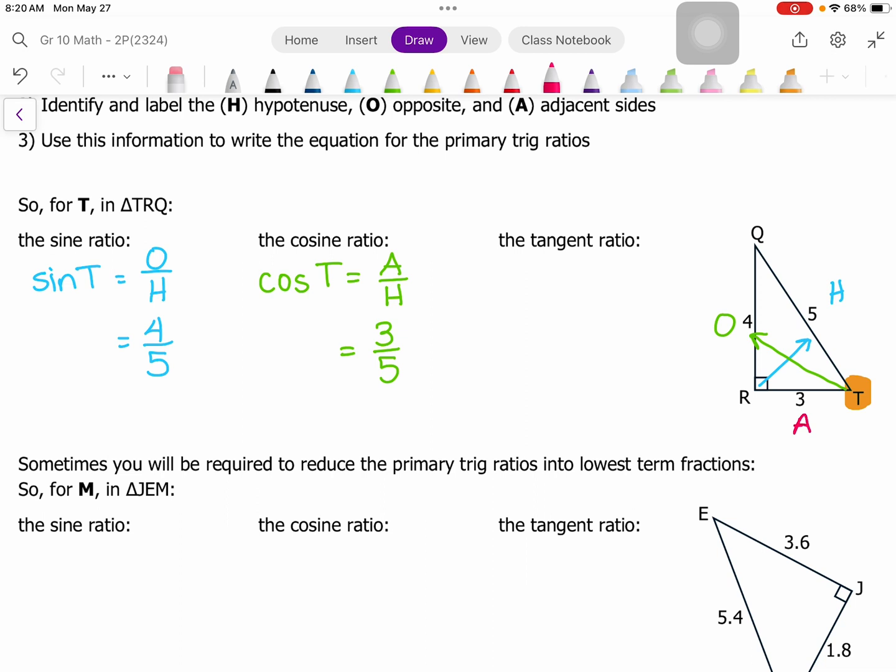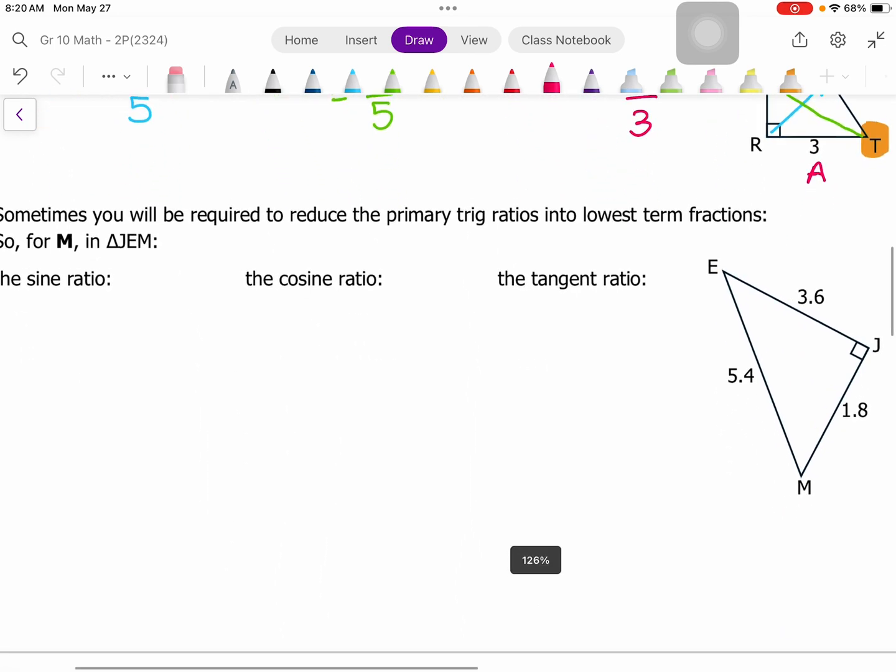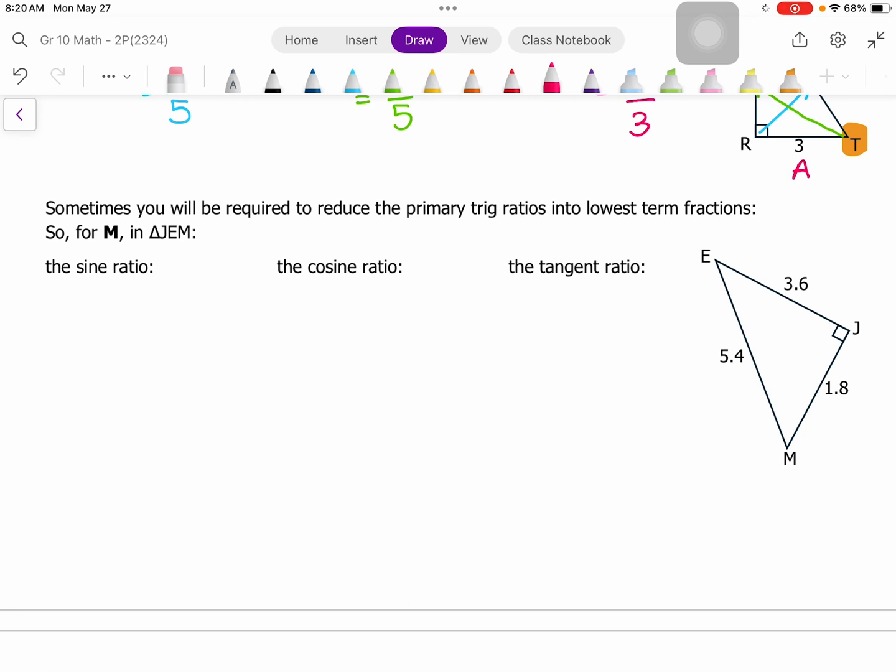And then the last one, the tangent ratio, or tan of angle T. Tan of any angle is the opposite over the adjacent. From angle T, the opposite was 4 and the adjacent is 3. So this is all we're doing in this lesson. We'll do one more question, and here we'll see that sometimes we are going to reduce to lowest terms. We'll quickly label, using angle M this time.